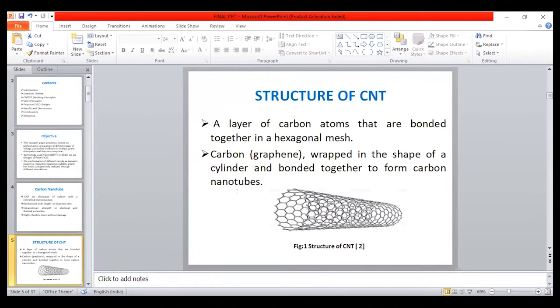This is the structure of a carbon nanotube. It is a hexagonal shape. There are types of carbon nanotubes, single wall and multi wall, but single wall nanotubes are a form of cylindrical hexagonal shape, bonded together to form carbon nanotubes.